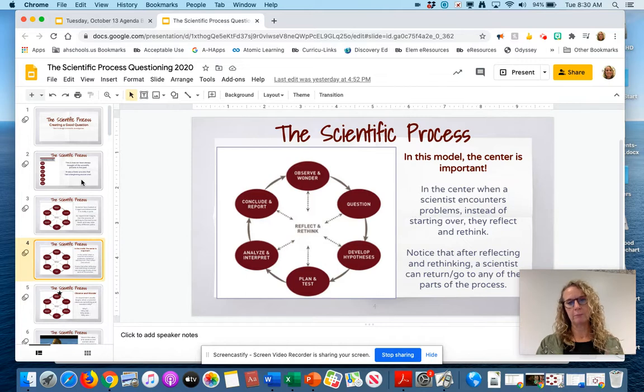So let's say something happens while you're developing your hypothesis and you realize it won't work. You can go in the middle, reflect and rethink, and then go back to your question or go back to the hypothesis or continue on to plan and test.